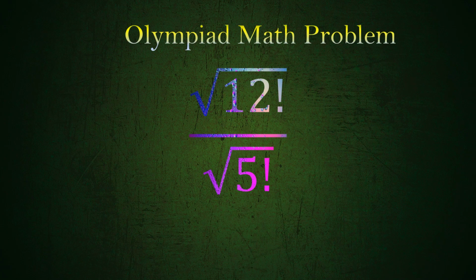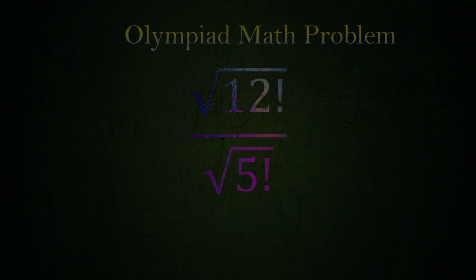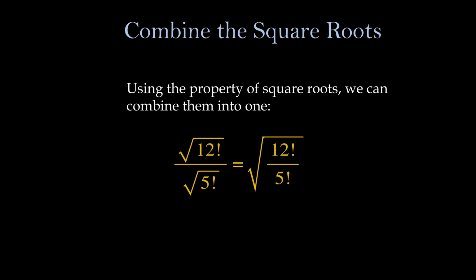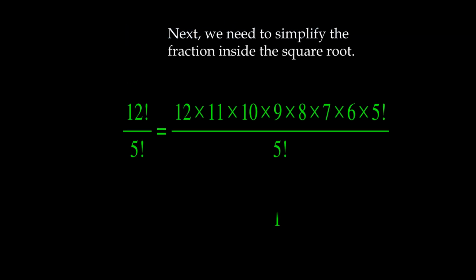Today we will solve this Olympiad math problem, which is the square root of 12 factorial divided by the square root of 5 factorial. Let's start with this expression. Notice that using the property of square roots, we can combine these into a single fraction under one square root sign. Next, we need to simplify the factorials.